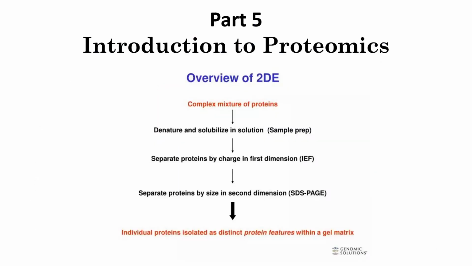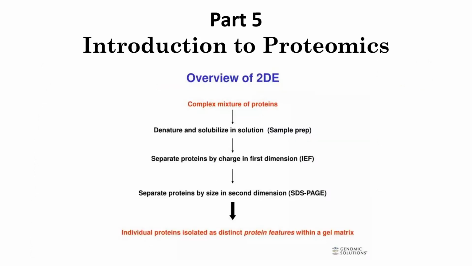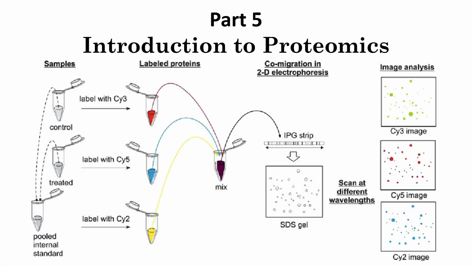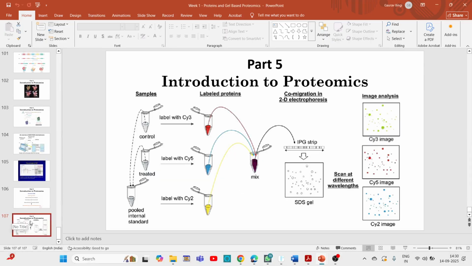Then an overview of 2D itself. In 2D gel electrophoresis, first isoelectric focusing is done, and after that, that strip itself is placed on an SDS-PAGE gel and run again. So initially the strip is run, and then the SDS-PAGE gel is run. And if you are using different types of dyes in your sample, then it becomes differential gel electrophoresis. That's the overview sir gave in his week one lecture.